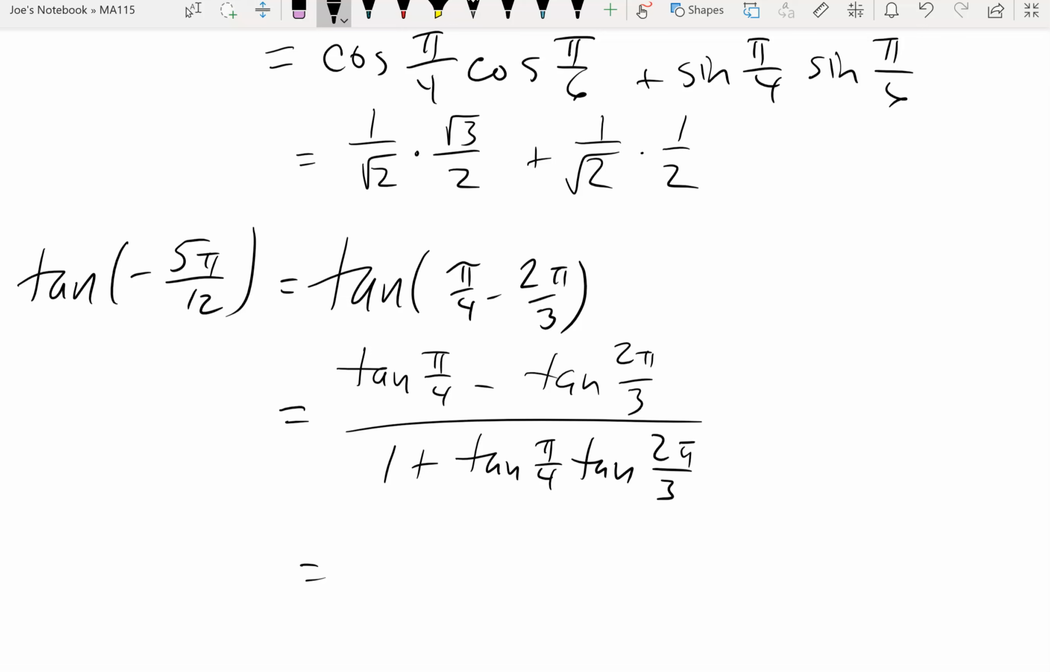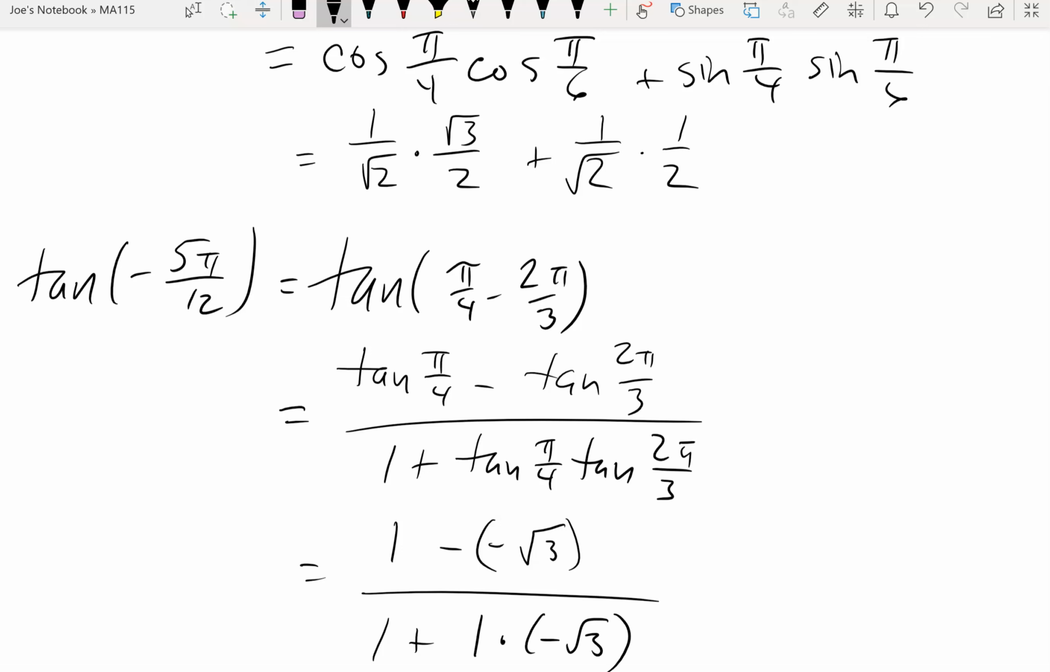Tangent of pi over 4 is equal to 1. Tangent of 2 pi over 3, well, the reference angle is pi over 3. So tangent of pi over 3 is root 3, and it's in quadrant 2, so it'll be negative. Yeah. So in that case, we'll need the negative because the tangent of the 2 pi over 3 is negative. And then it'll be the same values on bottom, right? And again, I don't really care if you simplify it. I mean, this one's not so bad that I can't do it.